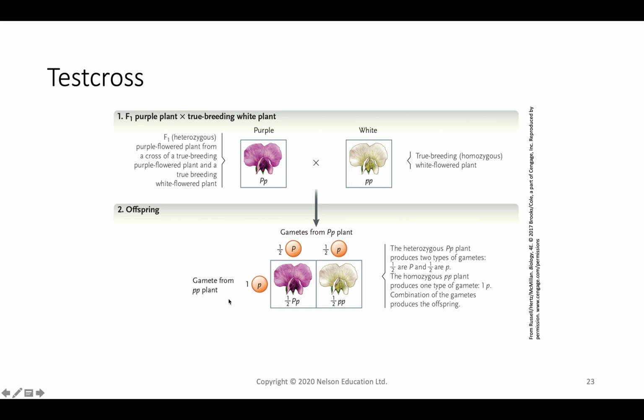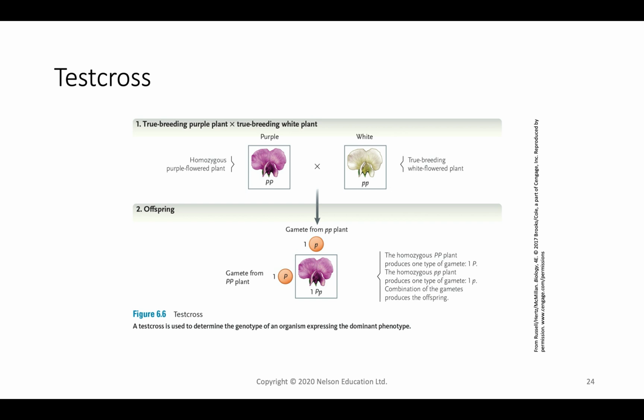That would indicate, if we got a 50-50 ratio or a 1-to-1 ratio, that we had an F1 purple plant that was a heterozygote. If, however, we had an F1 purple plant that was what he called a true breeding purple plant, right, a homozygous dominant, it's only able to make the capital P. This one's only able to make the lowercase p. 100% of the offspring are going to appear as the heterozygote with a purple phenotype. So this is how Mendel was able to determine which of his plants were true breeding so that he could use them for future crosses. And this is what he called, again, a test cross.